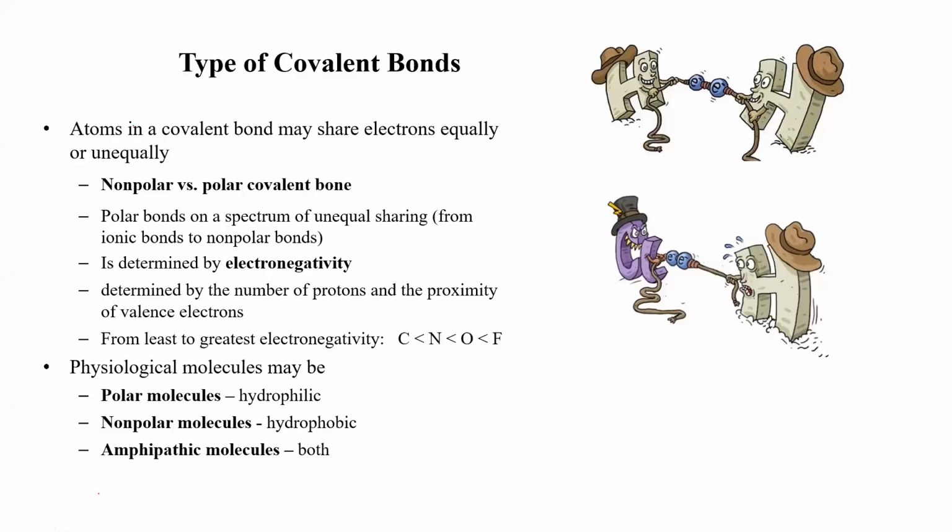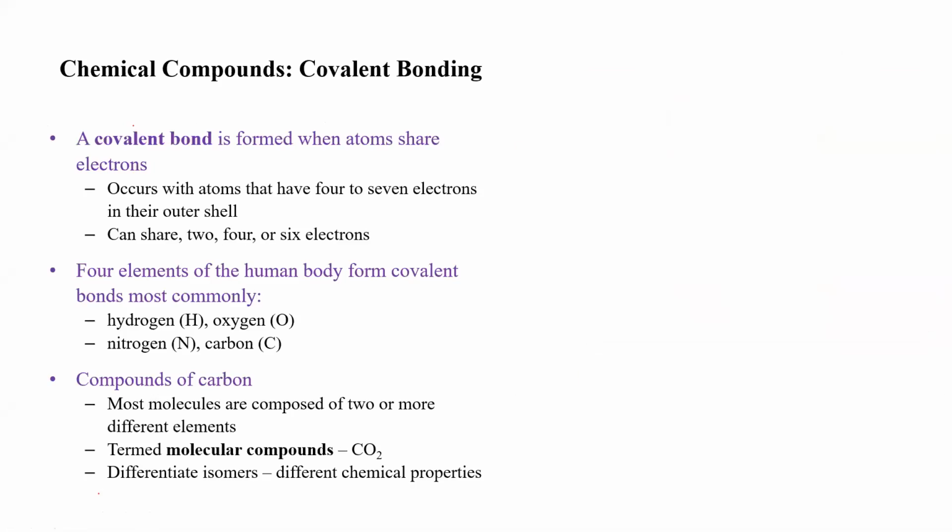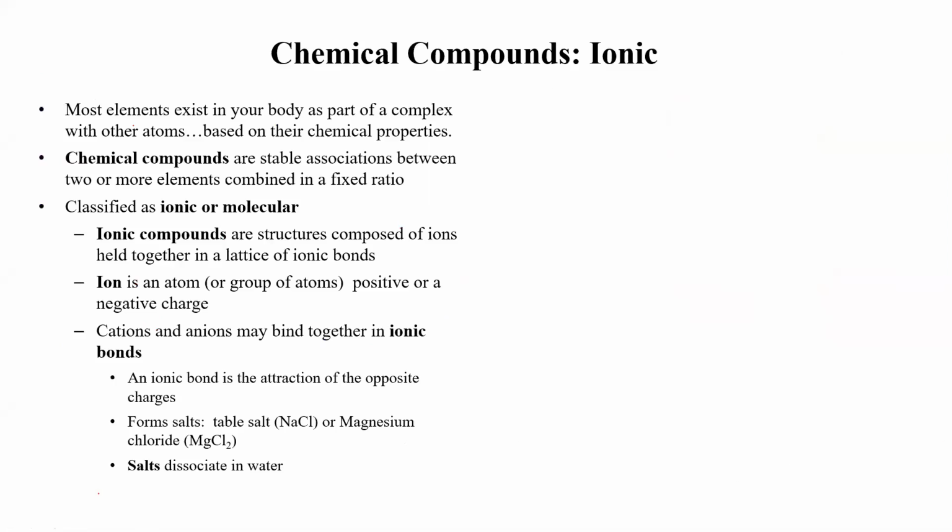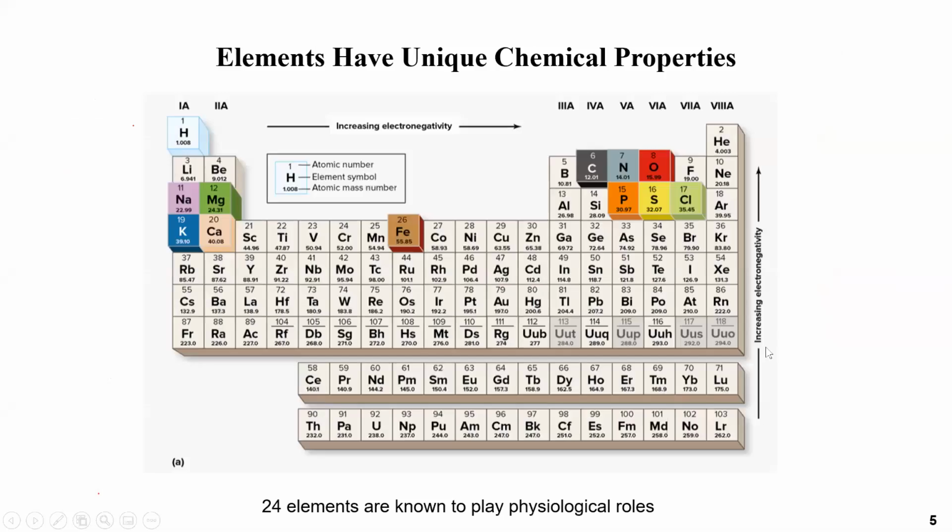It wants it much more badly than the hydrogen atom. So we tend to call such type of atoms electronegative atoms. Those that pull electrons with much greater force while in a covalent relationship with another atom, we tend to call them electronegative. If we were to look at the periodic table, notice it says increase in electronegativity.